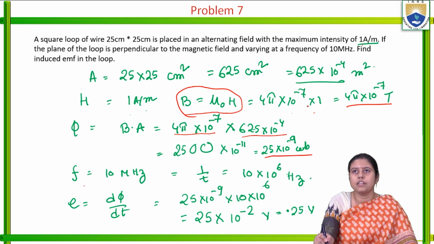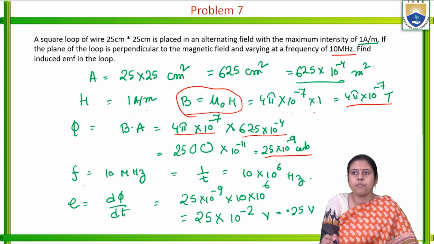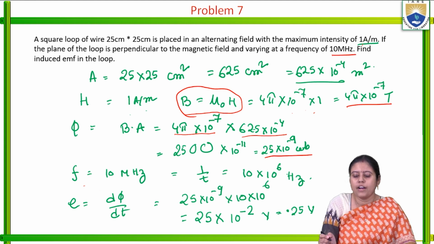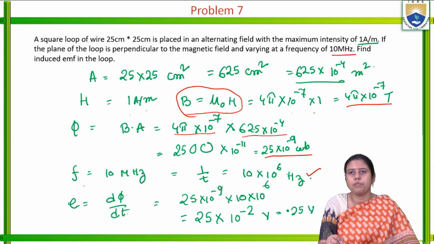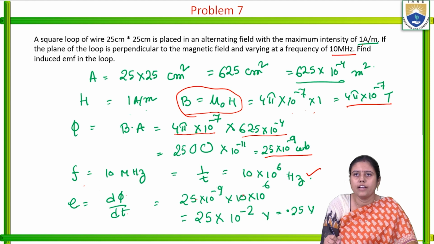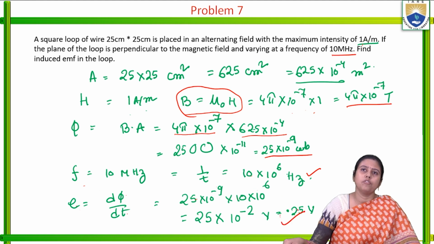What is the frequency given? The frequency in the problem is given as 10 megahertz. So f is equal to 10 megahertz, which is 1 by T, is equal to 10 into 10 to the power 6 hertz. So E is equal to d phi by dt is equal to 25 into 10 to the power minus 9 into 10 into 10 to the power 6. If we solve it, we can get the value of the EMF.